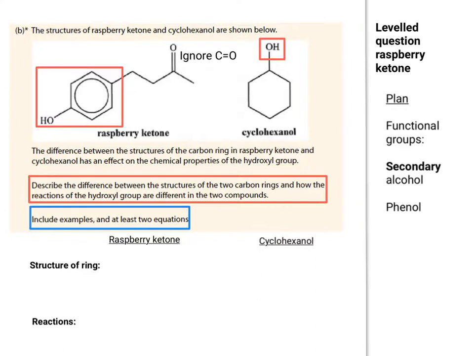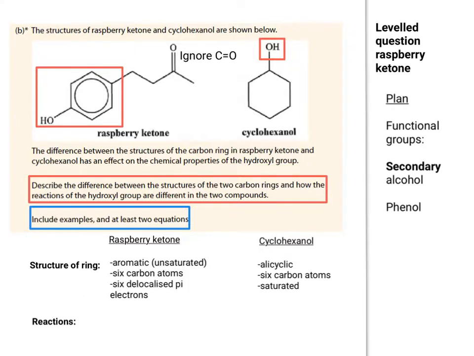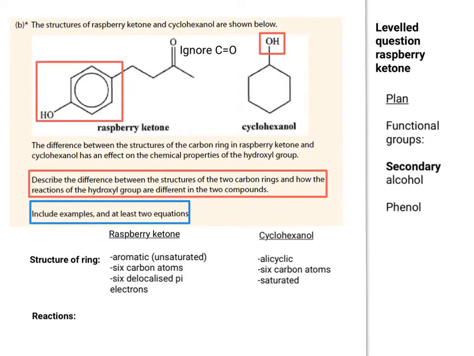So it's quite easy to structure your answer here into the two different compounds and then the two different things that they're asking you about each compound. So you can put bullet points in for your structure of the ring descriptions. It's quite easy. And then for the reactions, you need to think about reaction of a phenol for the raspberry ketone and reaction of secondary alcohols for cyclohexanol. So I'm going to move the page down a bit to make room for the reactions.